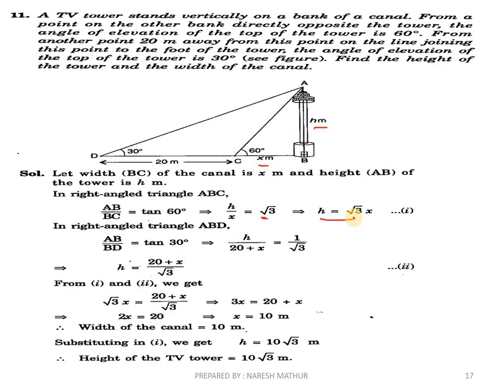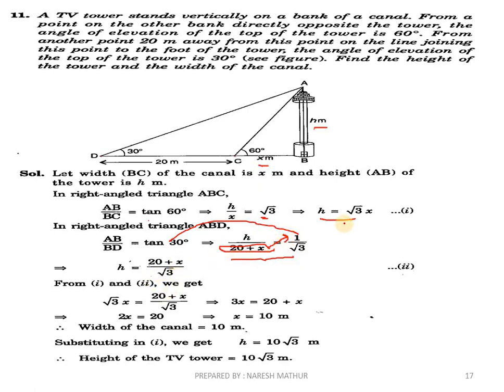Now in the second one we can take the triangle ADB. Again the angle is 30 degrees, so tan 30 would be perpendicular upon base, h upon the base, BD total, so it would be 20 plus x, equals to 1 by root 3, as the value of tan 30 is 1 by root 3. Now from here we can get the h, just cross multiply that 20 plus x, so it would be 20 plus x by root 3.